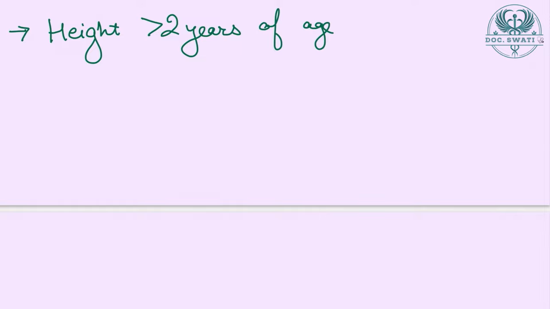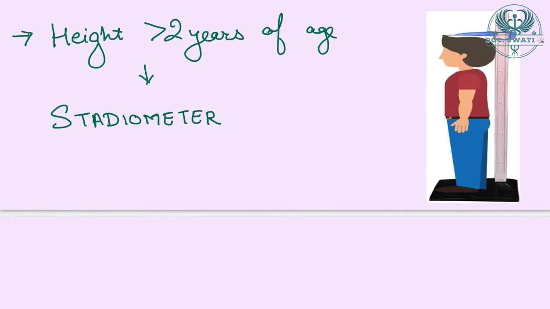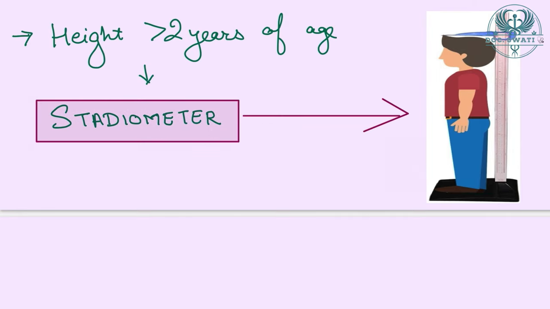Now let's move ahead and understand what height means. Height is calculated for people or children more than 2 years of age, measured using a stadiometer. But we must remember what precautions should be followed while using a stadiometer. First, the footwear should be removed. Second, all the headgear should be removed. Third, the child should stand erect so that the eyes are parallel to the Frankfurt plane. The occiput, back of the shoulder, buttocks, and heel should be touching the vertical wall behind.